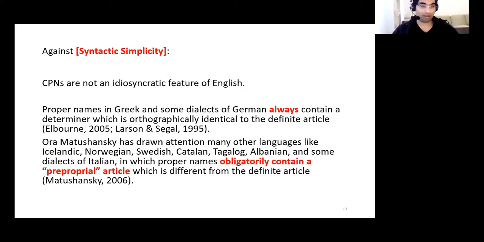Another example which would be relevant for my argument later is from Northern Norwegian, where the pre-proprial article is orthographically similar to the third person pronoun in Northern Norwegian.